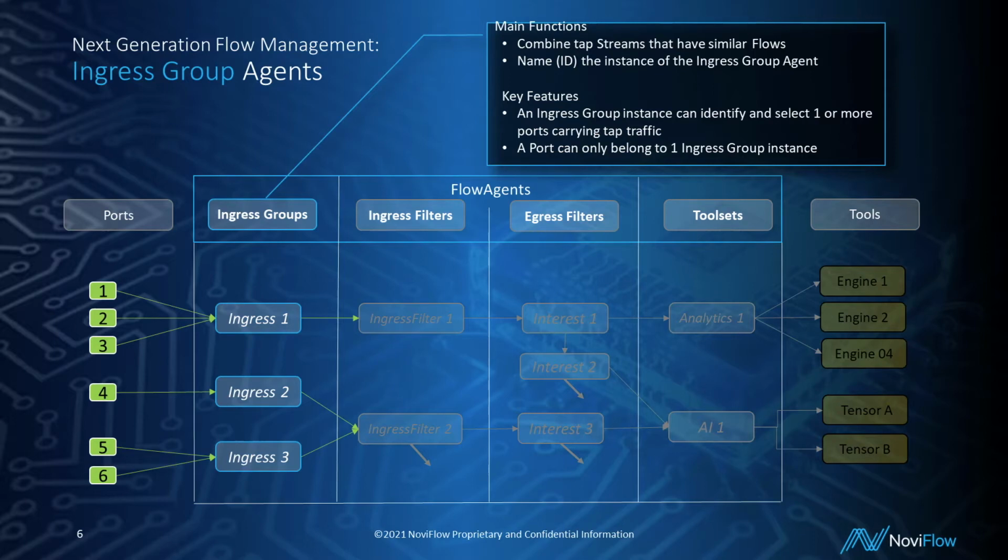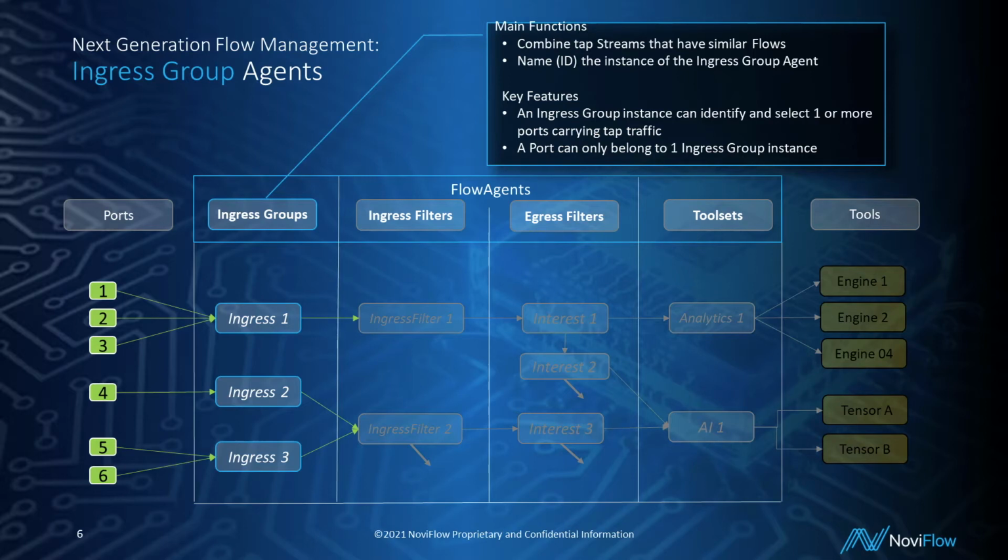For agents in the Ingress Group phase, the main functions are 1, the ability to combine tap streams that have similar flows, and 2, to provide an ID for the agent so that it can be accessed by the next level. The key features of an agent in an Ingress Group are 1, the ability to select one or more ports as flows coming in that group, and 2, the restriction that a port can only belong to one of the agents in the Ingress Group.